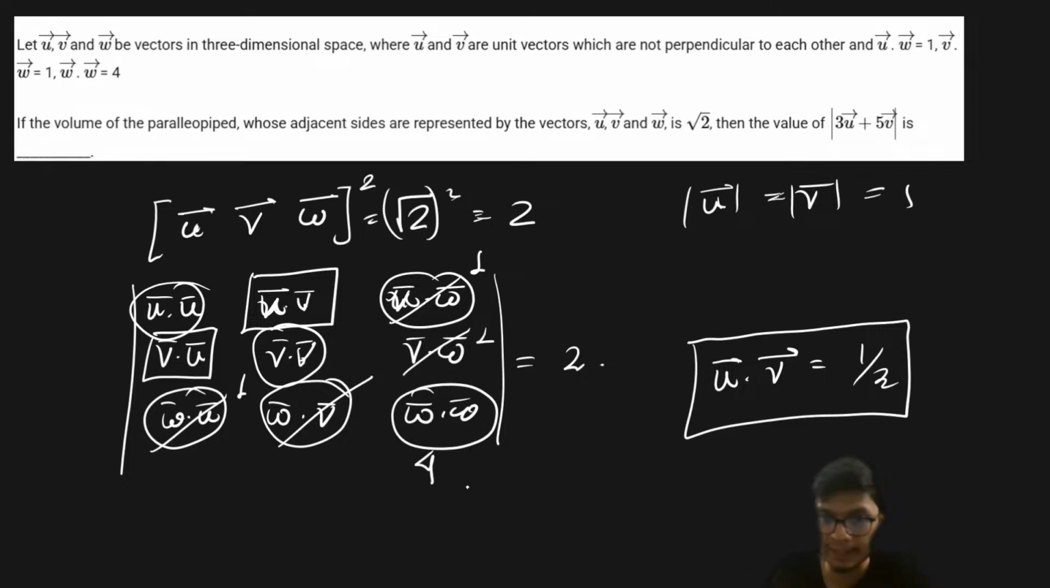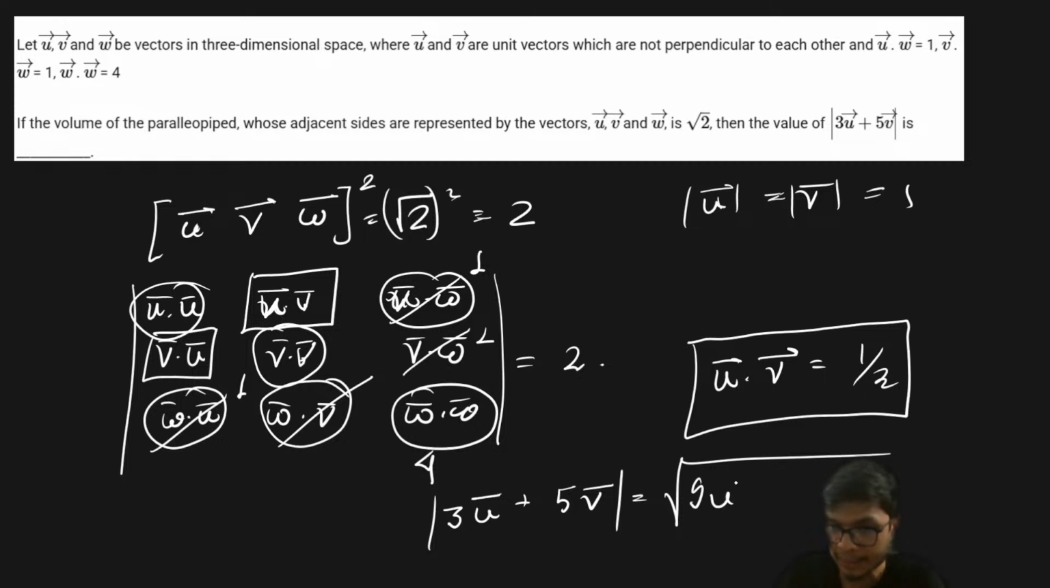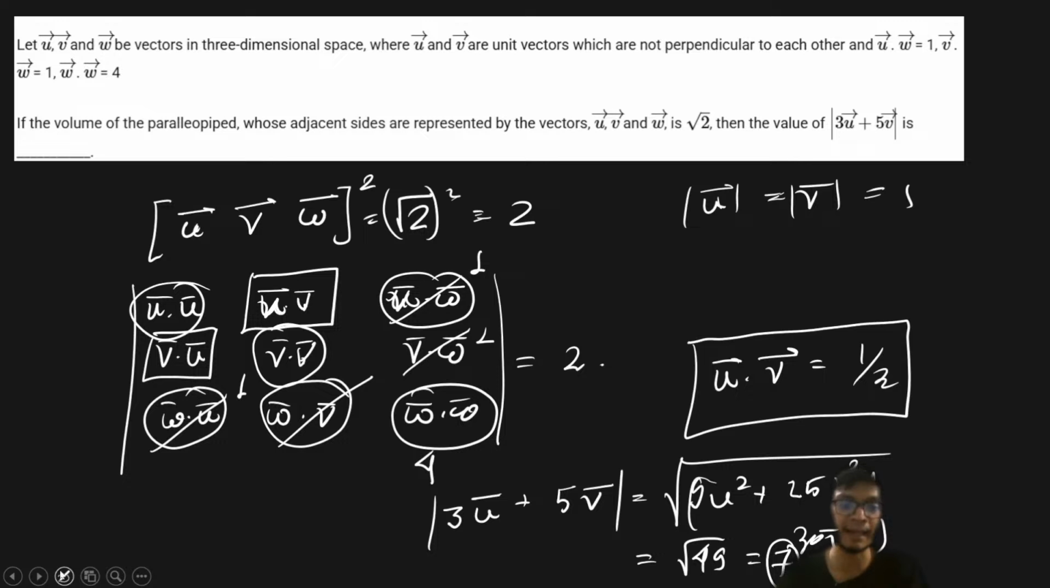But I'm not interested in that. What I have to find out is the modulus of 3 times u vector plus 5 times v vector, which equals how much? That is basically the square root of 9u squared plus 25v squared plus 30 times u dot v, and that is what your result is going to look like. So we just calculate, and the result is going to come out as square root of 49, which is equal to 7 units. So ultimately the answer to this particular problem is 7 units, right?